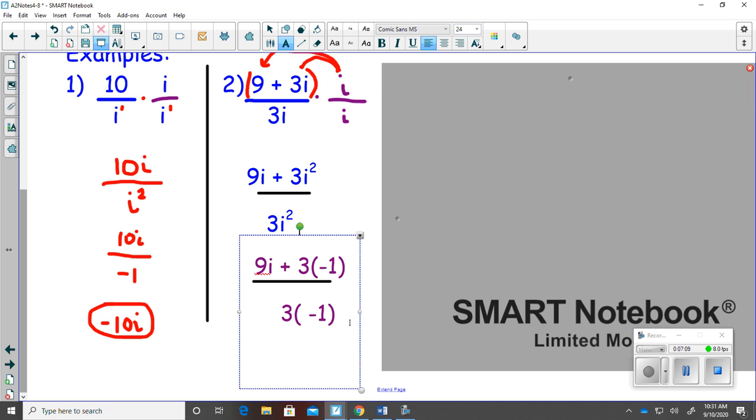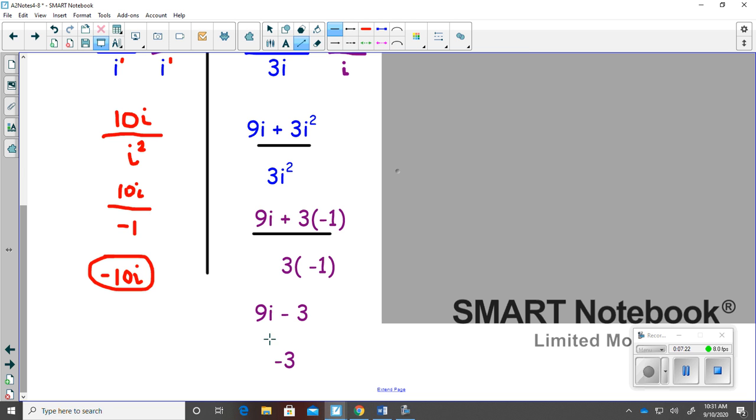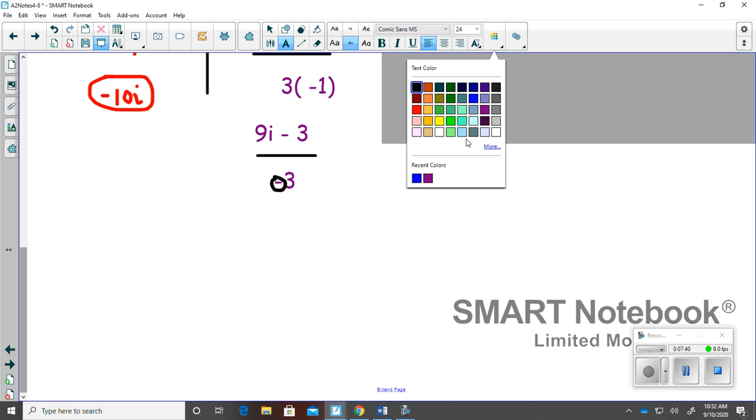Okay, and then from there, we're going to have 9i minus 3, and we're going to divide by -3. Okay, so that's the next step. And one issue I see is that, again, I just don't like this negative in the denominator. That's not simplified. So you're going to have to treat both terms separately.